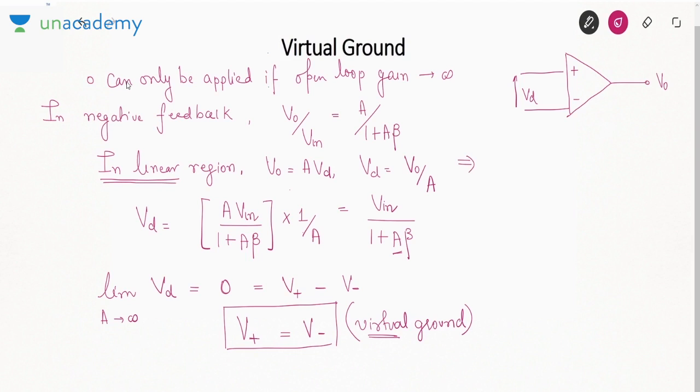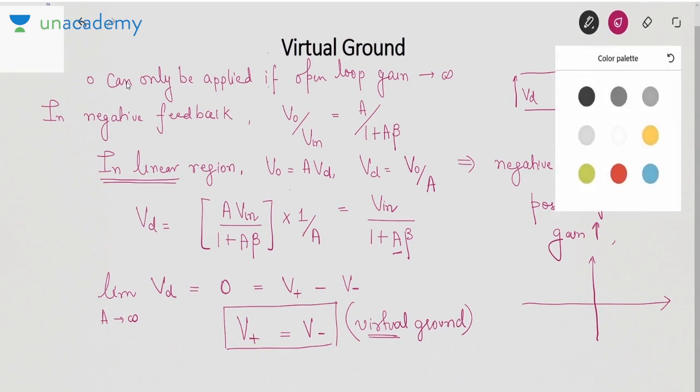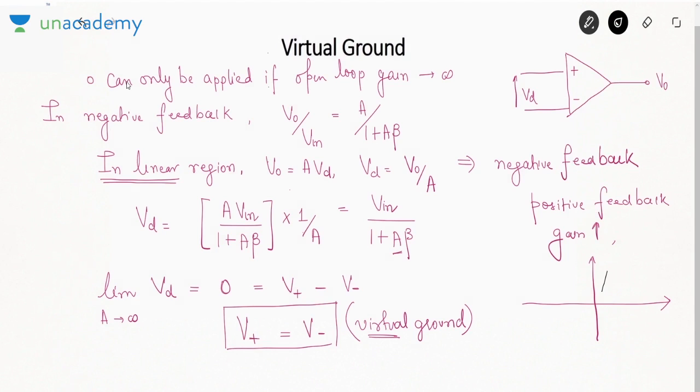This mostly happens in case of negative feedback. What did I tell you in positive feedback? In positive feedback, the gain increases. If the gain increases, the output voltage will increase. If the output voltage increases, think of the characteristic, it will end up in the saturation region. So saturation occurs in positive feedback. That is why we cannot apply the concept of virtual ground.